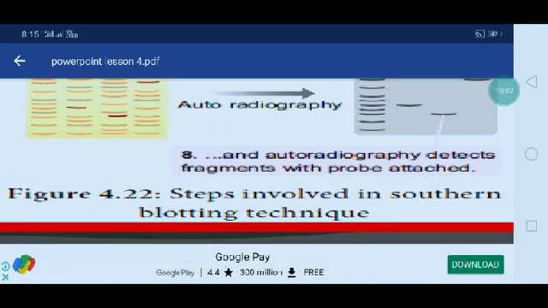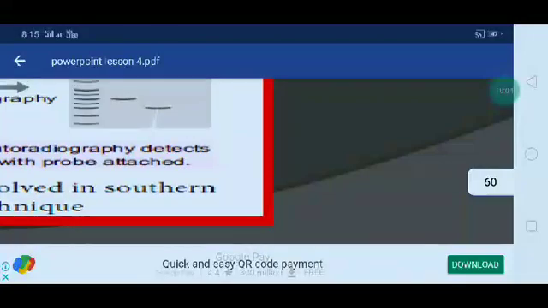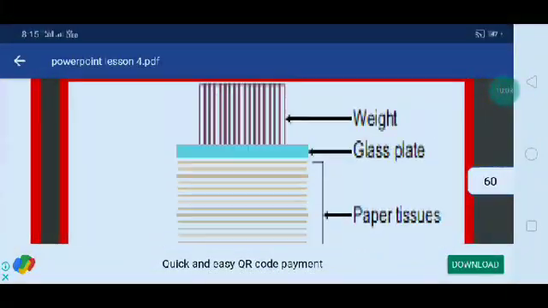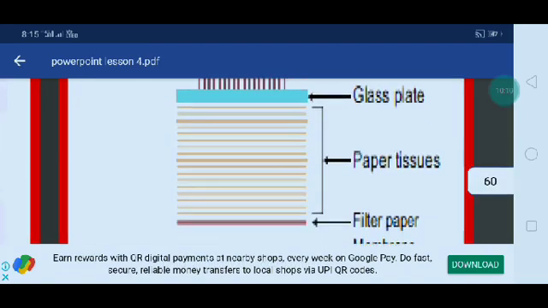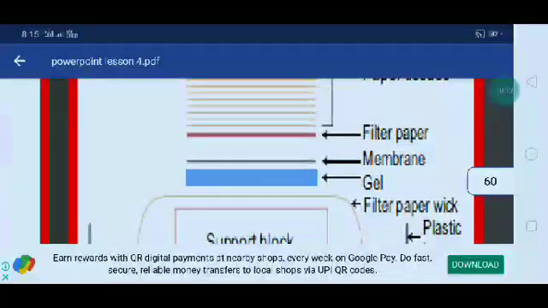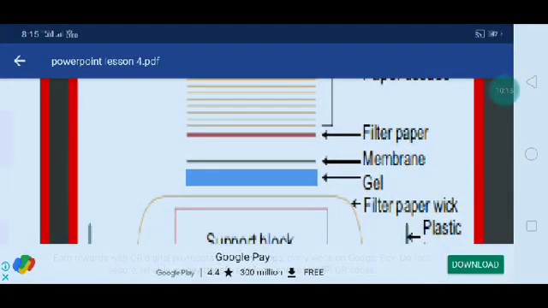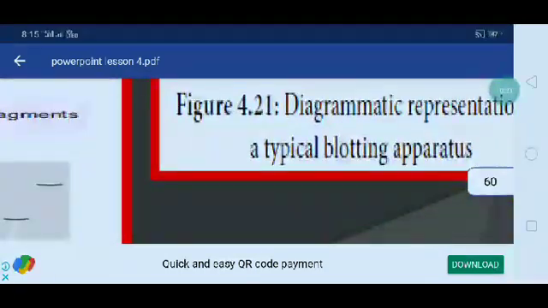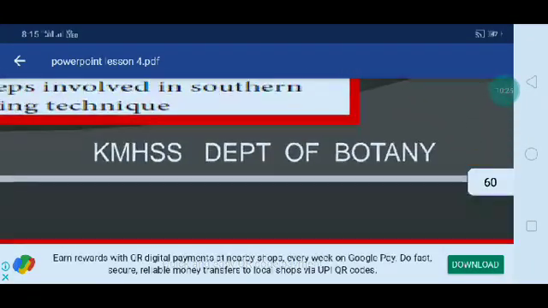These are the steps involved in Southern blotting techniques. Here you can see the diagram: a weight, glass plate, paper tissue and filter paper, membrane and gel, filter paper wick, plate and support block, plastic tray, and transfer buffer. This is a diagrammatic representation of a typical blotting apparatus.